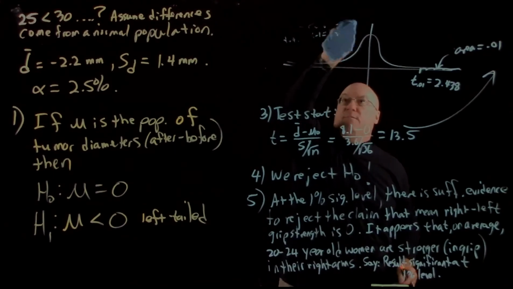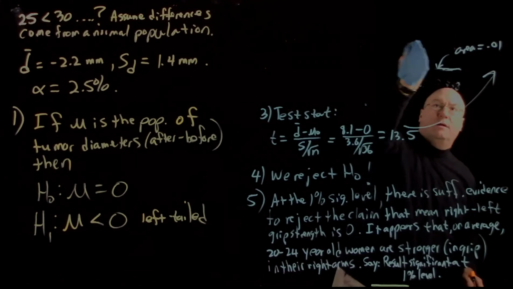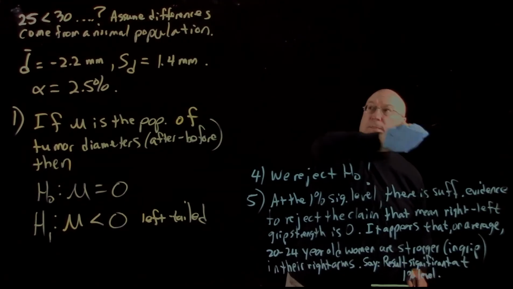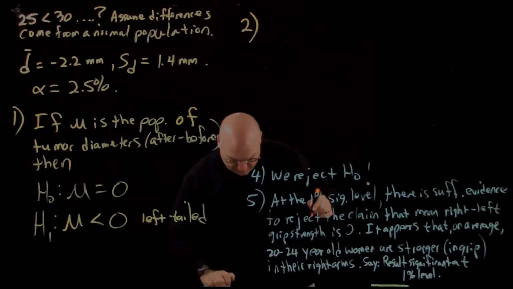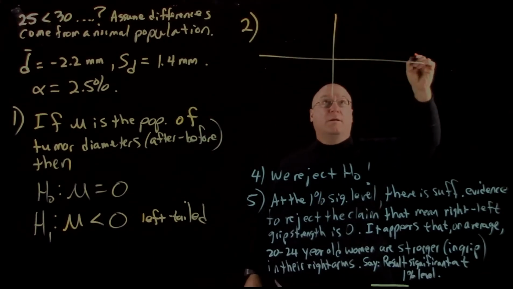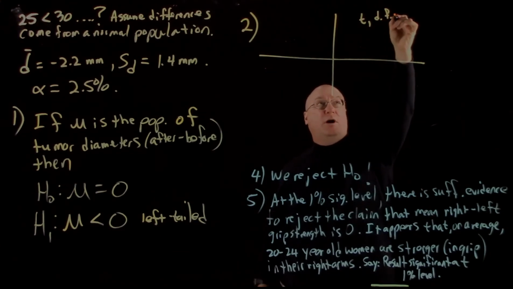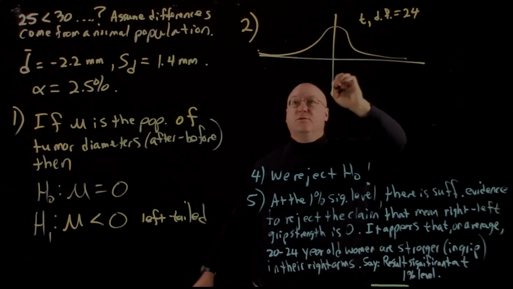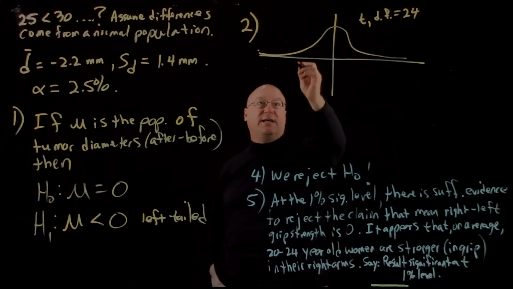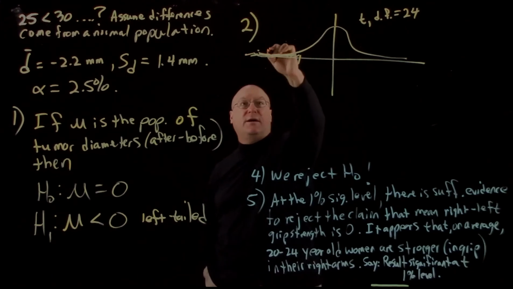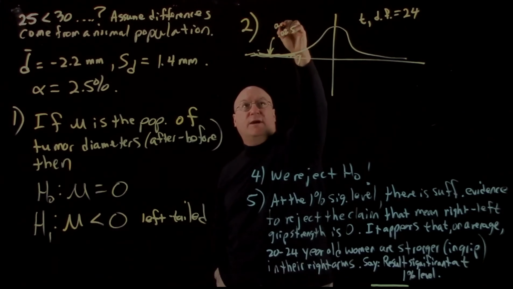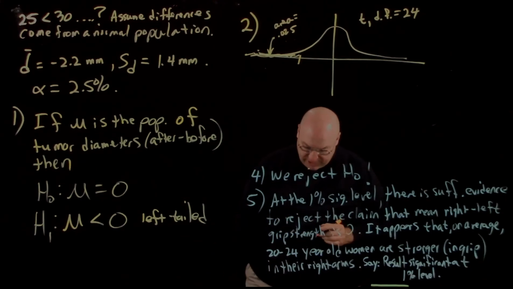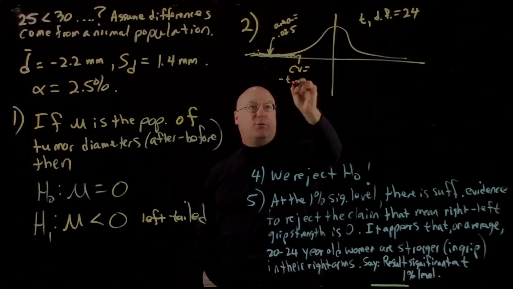Picture again, the picture of the curve. This is T, and the degrees of freedom are 24, right? 25 minus 1. It's a left-tailed test. So the area out here is going to be 0.025. That's the area, right? Because it's a 2.5% test. And the critical value is negative t.025.